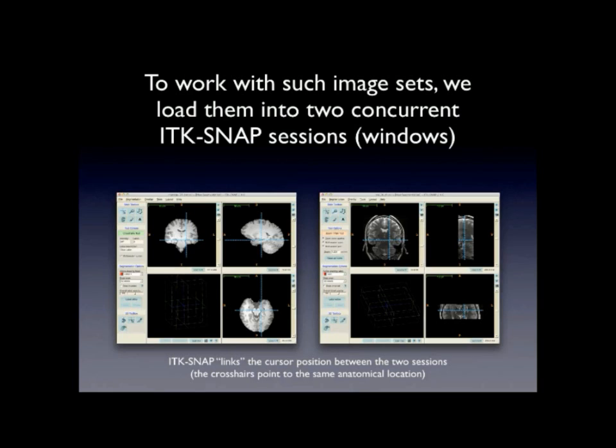And the cursors are going to be linked between these 2 windows. So if I click on the hippocampus in one window, it'll point the cursor in the same location in the other window. And this is very useful for working with multimodality MR data sets. And the way that the cursors are linked is based on this coordinate system. Each image has metadata that says how its voxel coordinates map to physical coordinates, and it uses those physical coordinates to position the cursor in each space.